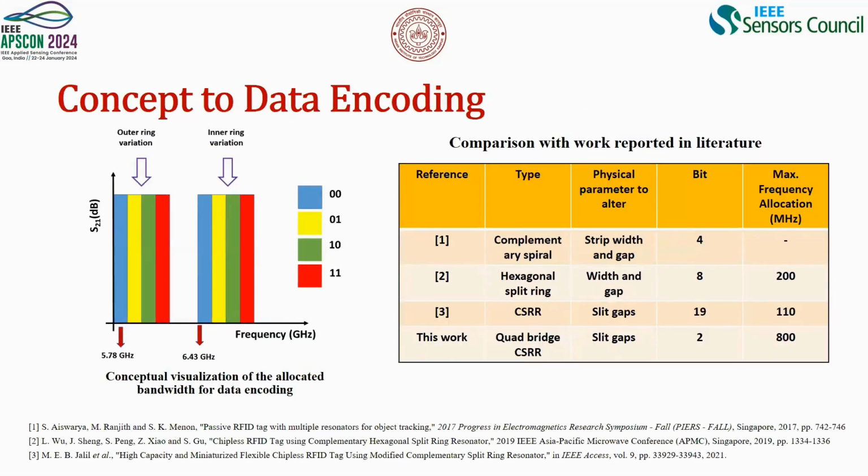And then finally, to encode the concept of data encoding, the two resonances are obtained at 5.78 gigahertz and 6.48 gigahertz, giving us four different types of combinations that could be encoded from 00 up to 11. A brief comparison in the literature also suggests that just by using 2 bits of information, an improved frequency allocation of 200 megahertz can be obtained. Obviously, if we go on increasing the number of rings in our structure, the number of bits will subsequently increase as 2 to the power n.